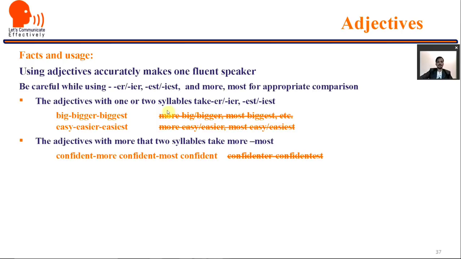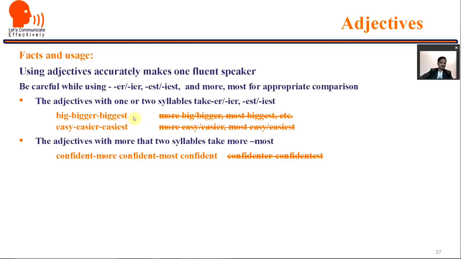So what is the rule? When it is a one or two syllable word, it takes er or est. When it is more than two syllables, it takes more and most. Now what is a syllable? A syllable is a group of sounds. When there are one or two, it takes er or est, like big, only one syllable. Easy, there are two syllables. But here confident, there are three syllables. That's why we say more confident, most confident. So how to identify syllables?